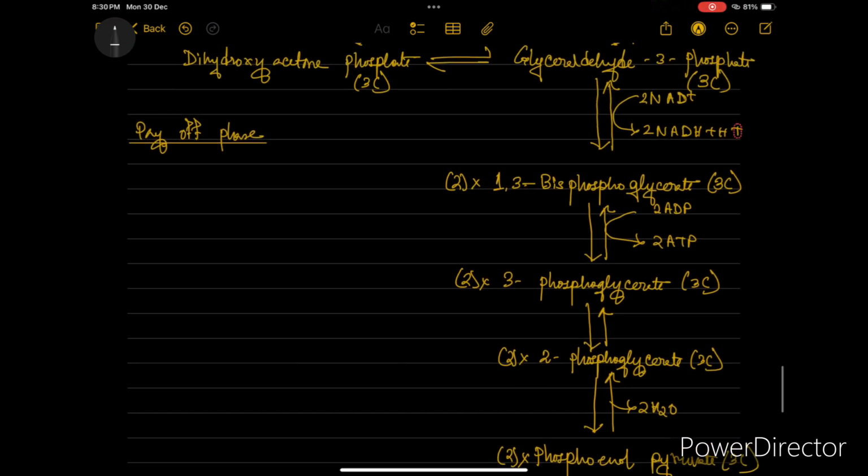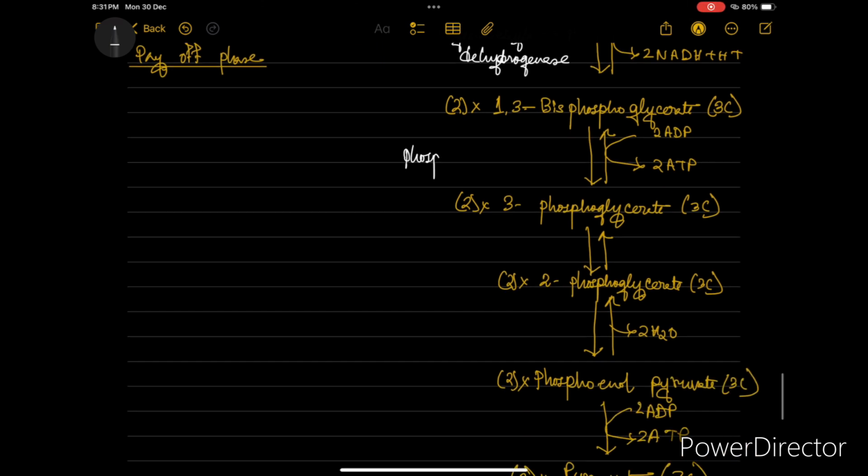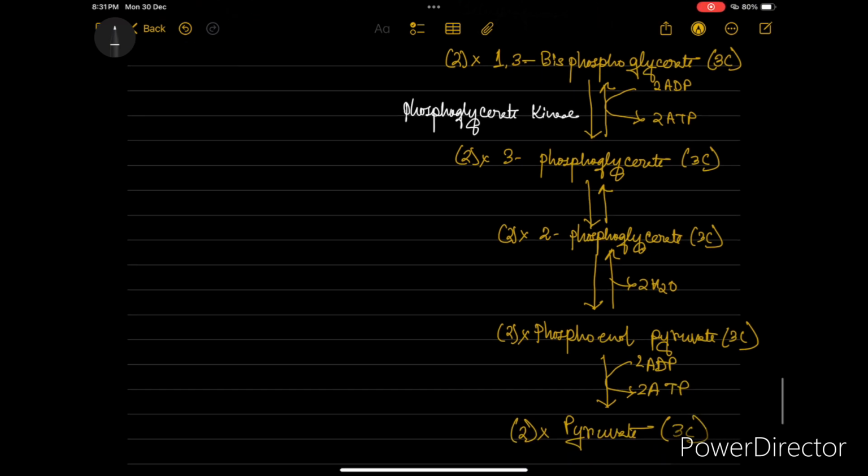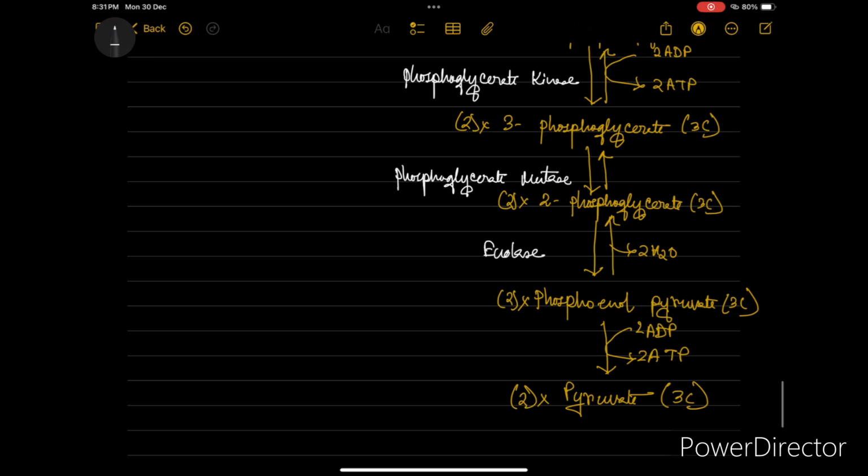Each step of the payoff phase is catalyzed by a different enzyme. The first step is catalyzed by glyceraldehyde 3-phosphate dehydrogenase. The second step is catalyzed by phosphoglycerate kinase, the third step by phosphoglycerate mutase, and the fourth step by the enzyme enolase. The last step of glycolysis is catalyzed by the enzyme pyruvate kinase.